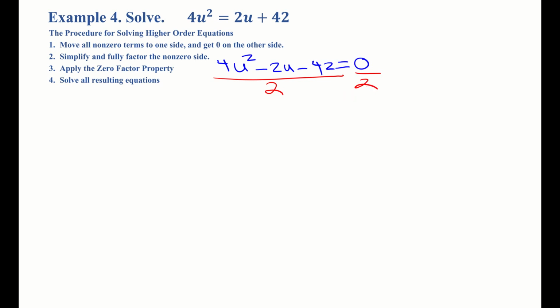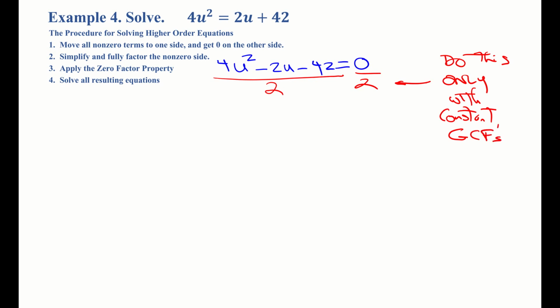Now, one word of warning is you do this only with constant GCFs, okay? You never ever divide off a variable GCF. We'll see in a minute why you don't, but just take my word for it at this point. You do not divide. If I had a common factor of 2u, I wouldn't have gotten rid of it like this. And you'll see in a minute why you shouldn't, all right? Because you lose solutions basically when you do that.